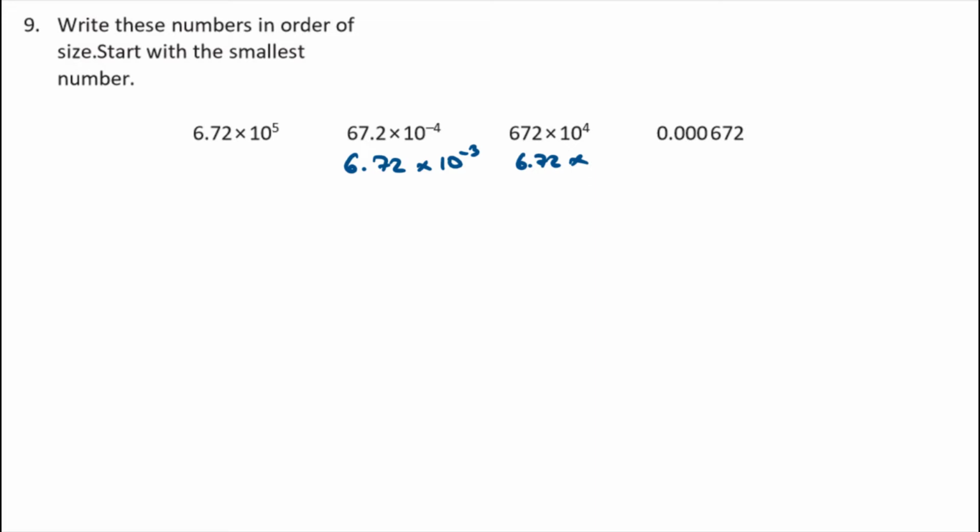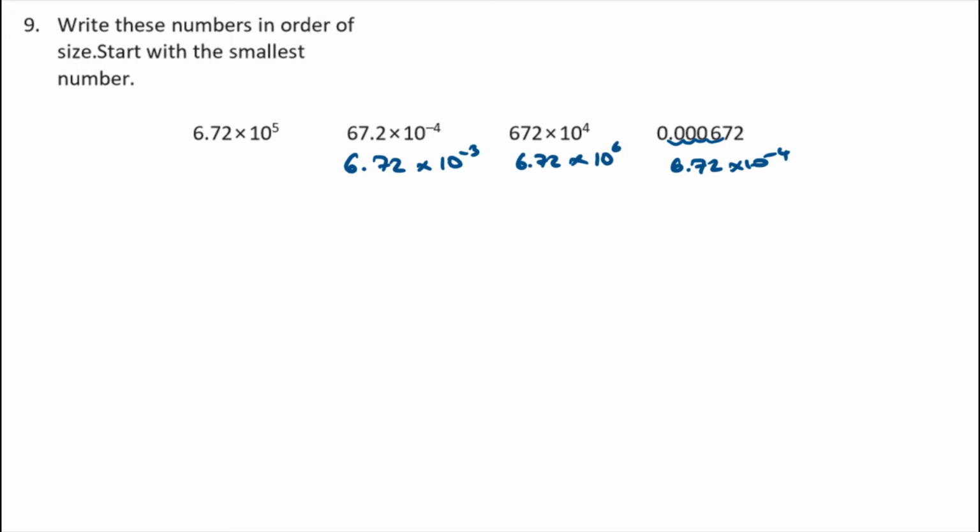6.72, dividing the number by 100 or 10 to the 2. So I need to increase this by a power of 2, so it's going to be 10 to the 6. This one, the decimal point is going to go there between the 6 and the 7. So it's moved 1, 2, 3, 4 places to the right. That's 10 to the minus 4 then. Okay, so now all my numbers are in standard form. I should be able to easily compare them.